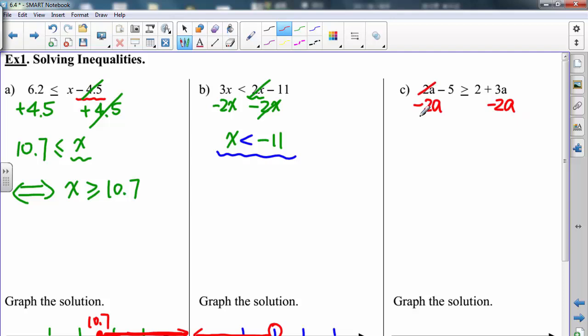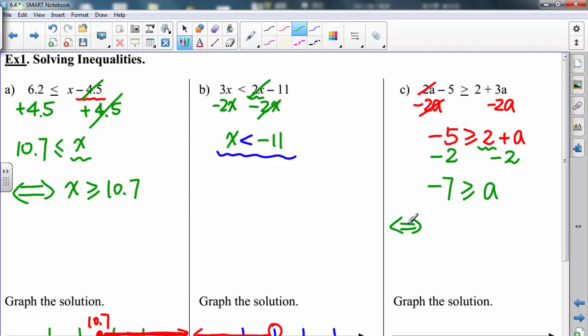I cancel these two 2a's. Then I have negative 5 on the left side. It's larger than or equal to 2 plus a. I want to isolate 2 from positive a. I subtract 2 from both sides. Then I will have negative 7 is larger than or equal to a. And if I want to swap both of the sides, this one is the same as a is less than or equal to negative 7, because the alligator mouth opens towards negative 7.